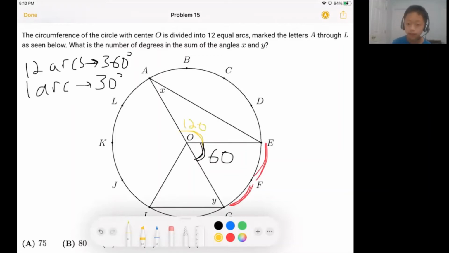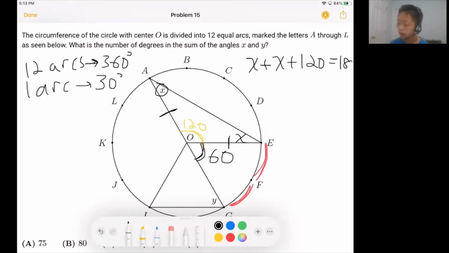Notice that AO is going to have the same length as OE since they're both radii of the circle. So OA equals OE. If this angle is X, then this angle is also X, since it's an isosceles triangle and its base angles are equal. To find X, we do X plus X plus 120, the three angles in the triangle, and this has to equal 180 degrees. So 2x is equal to 60, so x is equal to 30 degrees.